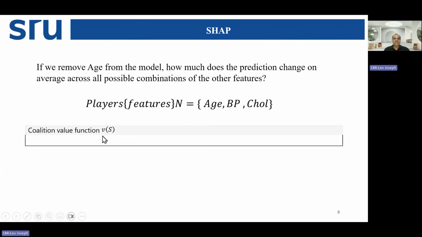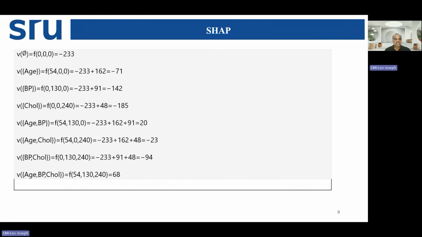So the value function V of S is nothing but the different subsets we are going to create. That we will see in the next slide. You can see here V of phi is nothing but the empty set, that is f of 0, 0, 0, which is nothing but my base value, that is minus 233. Next, what we are doing, V of age.